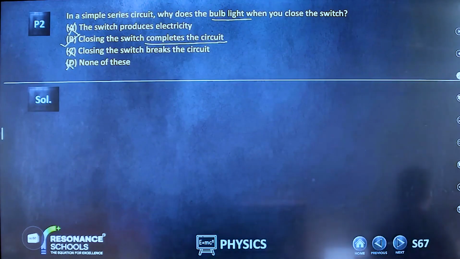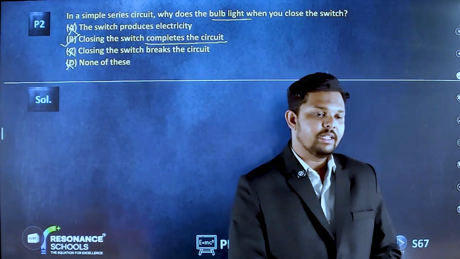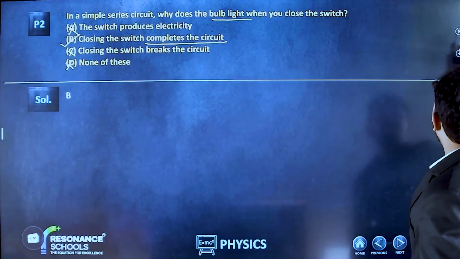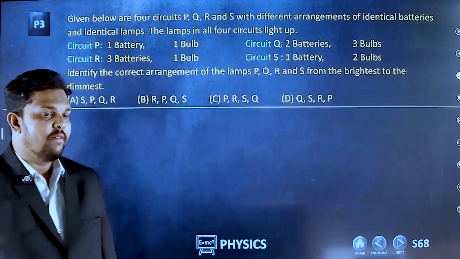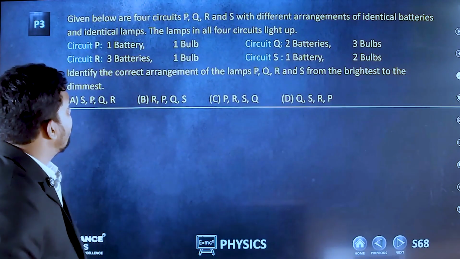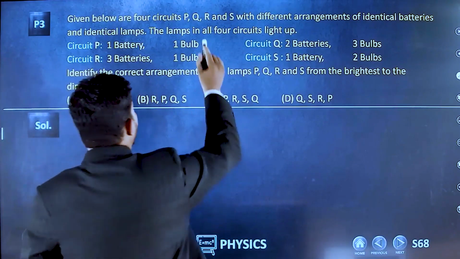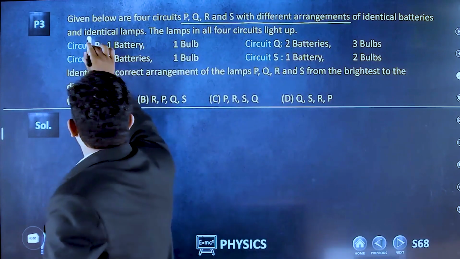Very good. Okay, fine. Let's go for the next question. So the answer for this will be B. And now let us go for the next question here. In this question, what he has given below are 4 circuits: P, Q, R and S, with different arrangements of identical batteries and identical lamps.